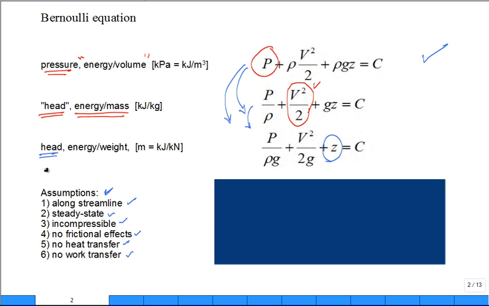Head has units of length, as if a long manometer. Often they sketch a long manometer, to give you an idea that that head can be measured by a fluid column in a long manometer. It's energy per unit weight, and there's the units and how you make it look like something: joule per newton or kilojoule per kilonewton. Just like this one was kilojoule per kilogram, kilojoule per meter cubed.